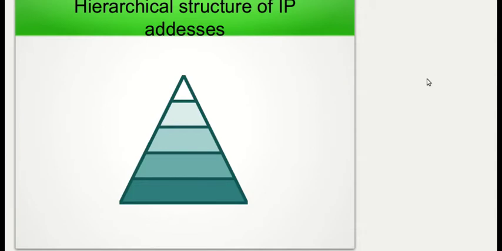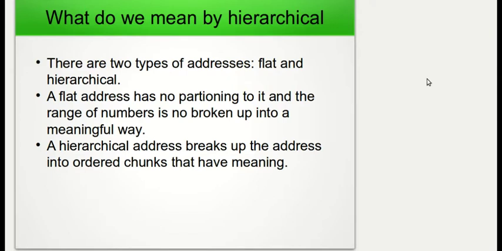Hierarchical structure of IP addresses. In this video, we're going to look at why IP addresses have a hierarchical structure, the importance of this, and the benefits that we gain by IP addresses having a hierarchical structure. So what do we mean by hierarchical?